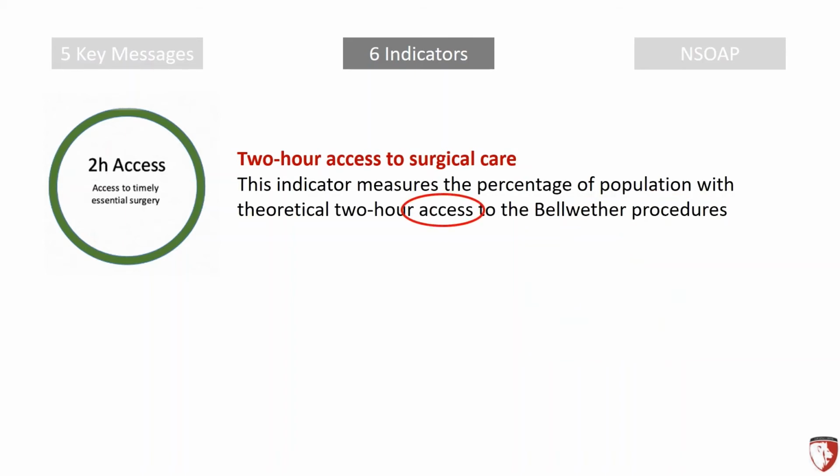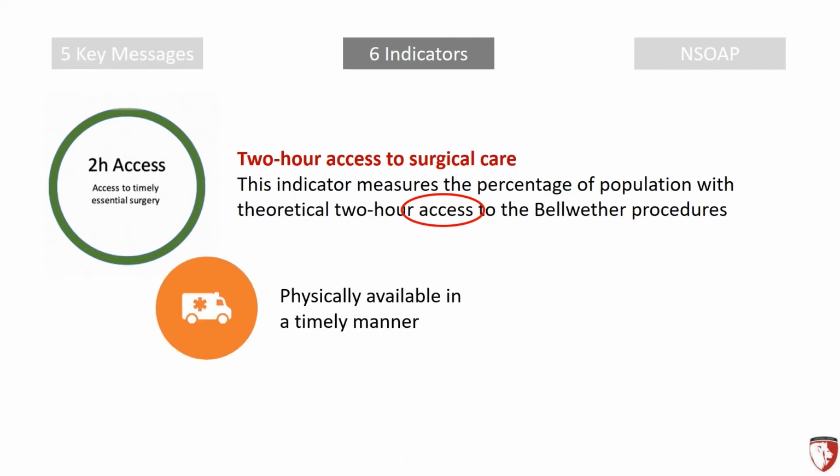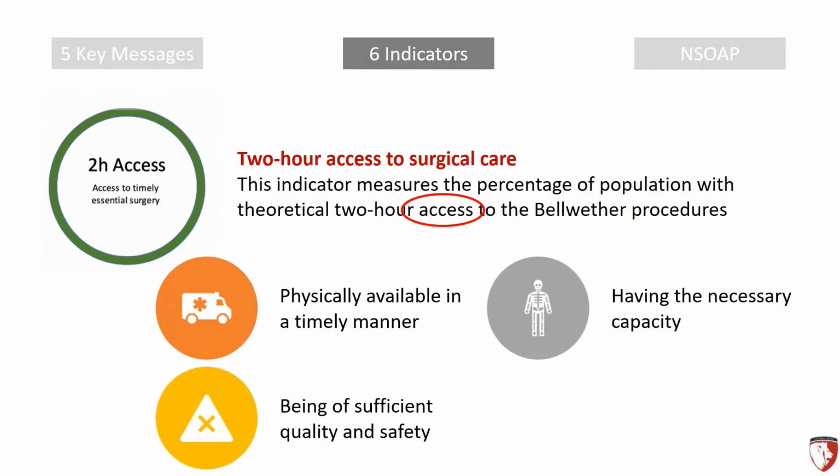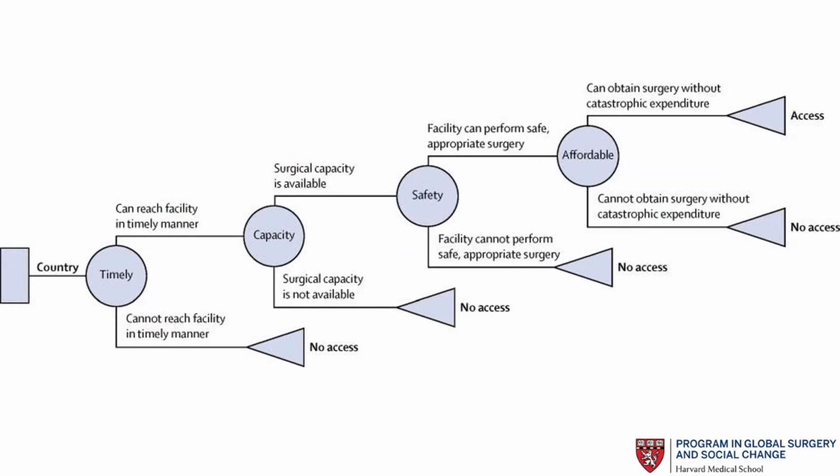Access is defined by the Lancet Commission on Global Surgery as physically available in a timely manner, having the necessary capacity, being of sufficient quality and safety, and being affordable. By 2030, the Lancet Commission aims to have 2-hour coverage of at least 80% of the population.